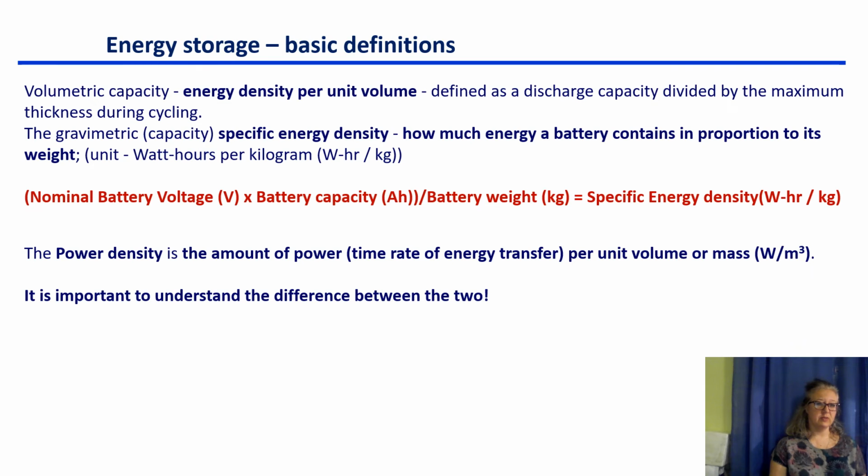Some definitions. Volumetric capacity was defined as a discharge capacity divided by the maximum thickness during cycling. So this is the energy density per unit volume. The gravimetric capacity, in turn, is the specific energy density.